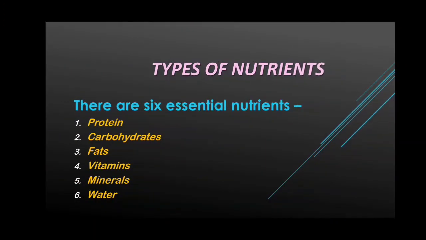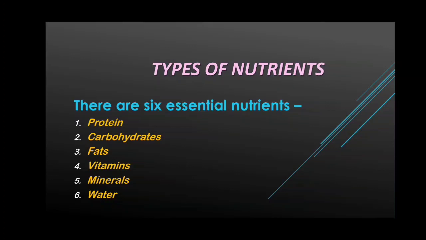Now, if nutrients are so important, then they must have some different kinds. There are basically 6 essential types of nutrients, and those essential nutrients are protein, carbohydrates, fats, vitamins, minerals, and water. Students, in your previous class, I'm sure you have read this chapter in detail, that is the components of your food. Here we will just give a quick revision of this topic.